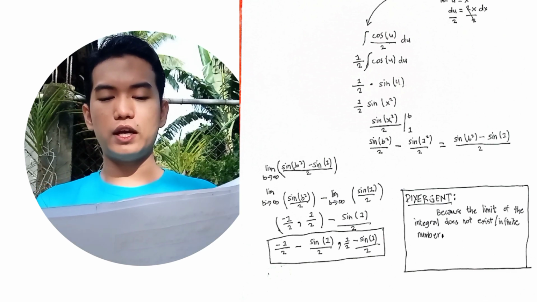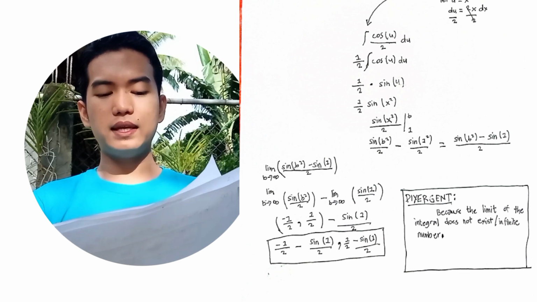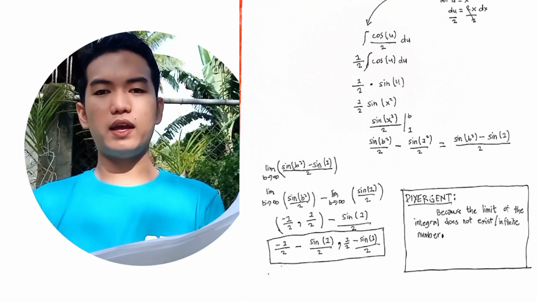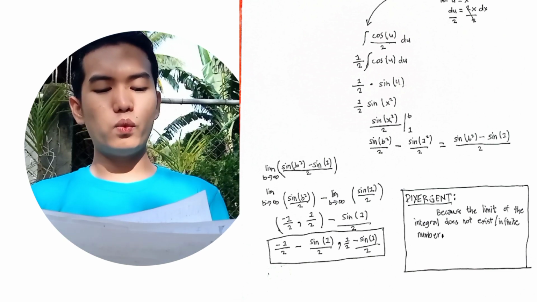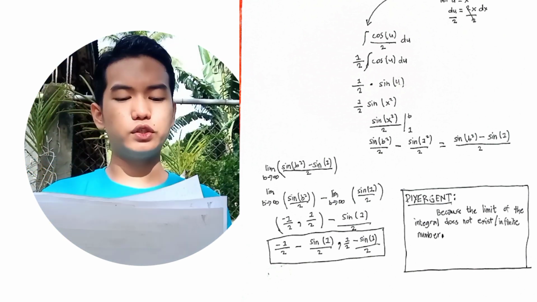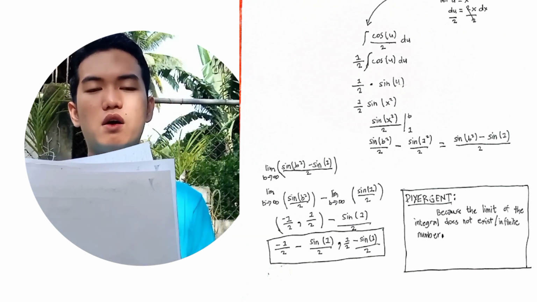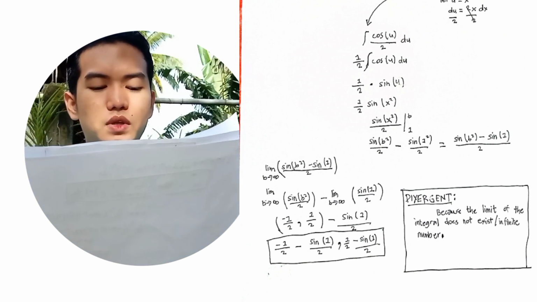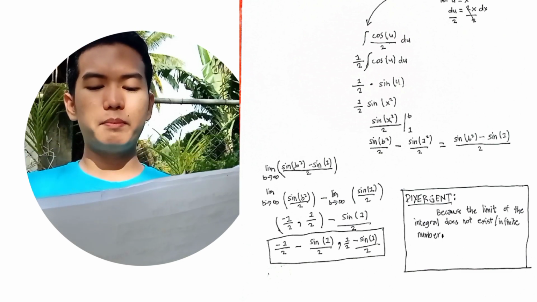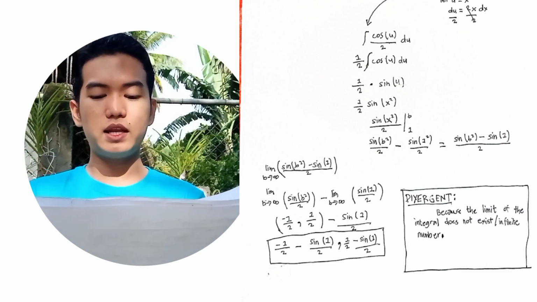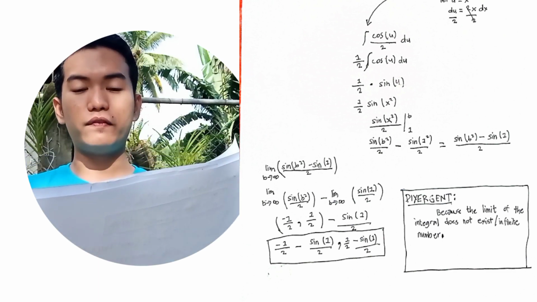So this is divergent because as b approaches positive infinity, no matter how large the number you apply to b, it will only result in negative 1/2 or 1/2. So this is divergent because the limit of the integral does not exist.